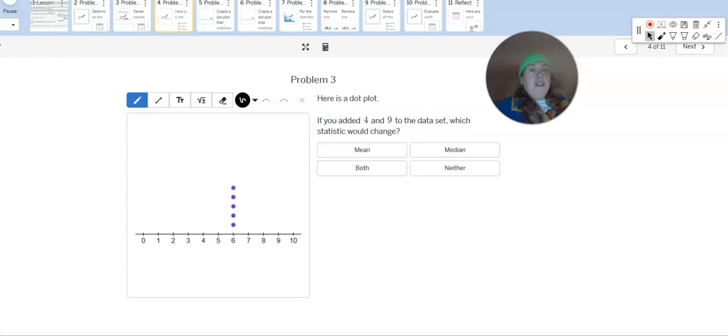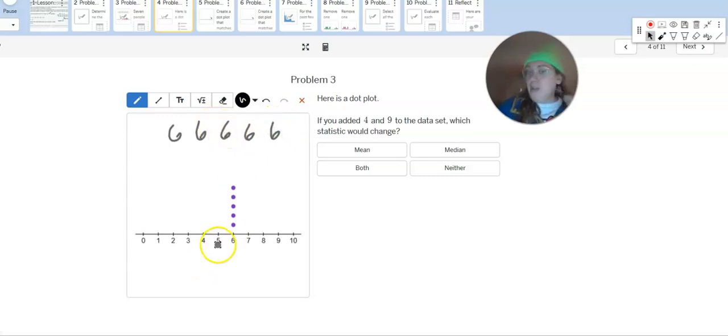Slide 4 says, here's a dot plot. This is a uniform dot plot. We see them all just in that one line. If we added 4 and 9, which statistic would change? Right now we have 1, 2, 3, 4, 5 6s.